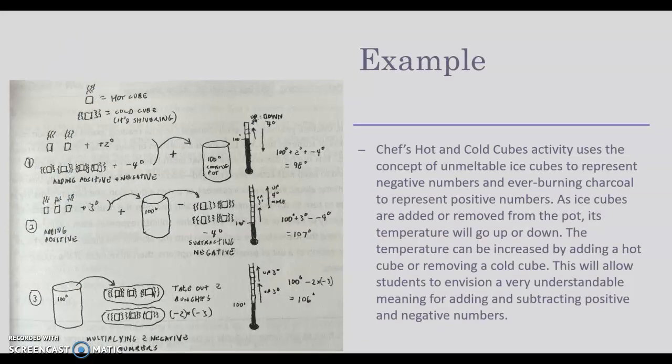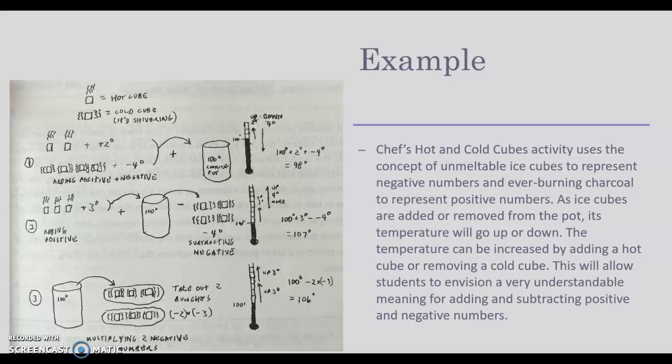So an example that was in the book, this example on the left was about a math topic called the chef's hot and cold cube activity that uses the concept of unmeltable ice cubes to represent negative numbers and ever-burning charcoal to represent positive numbers. So as ice cubes are added and removed from the pot, the temperature will go up or down. The temperature can be increased by adding a hot cube or removing a cold cube. This will allow students to envision a very understandable meaning for adding and subtracting positive and negative numbers.